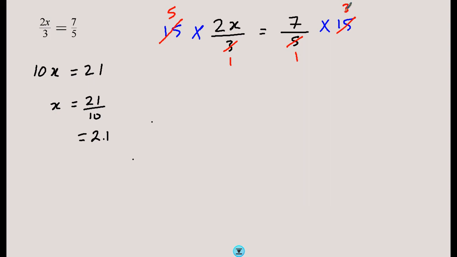And that's what appears as if you have moved the 3 from this side to this side, and it came in as a multiplication. And the 5 that used to be in the denominator is now here in the numerator. So what appears as cross multiplication is basically multiplying both sides by the same constant. So keep this in mind when we look at the following question.